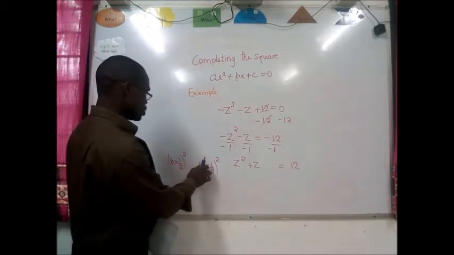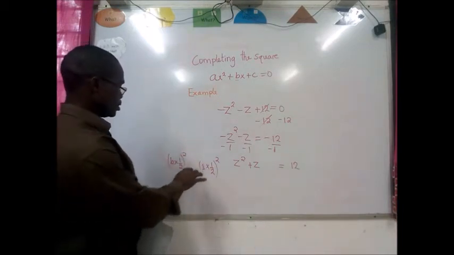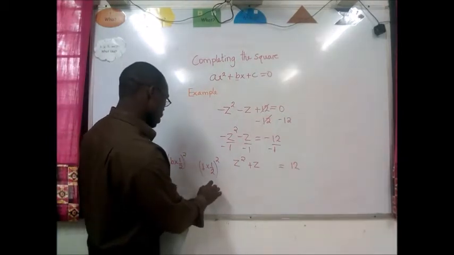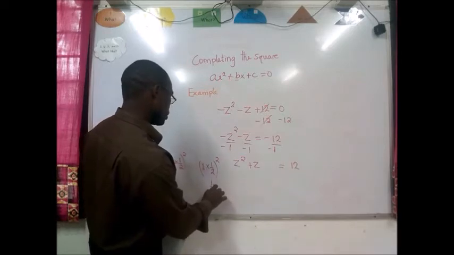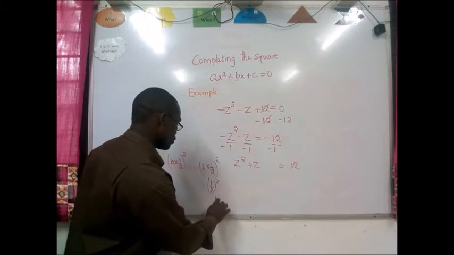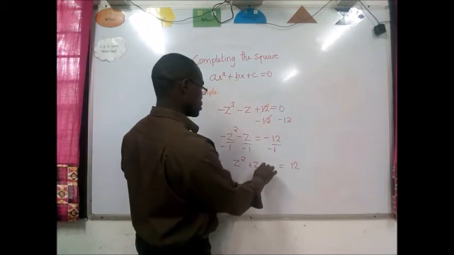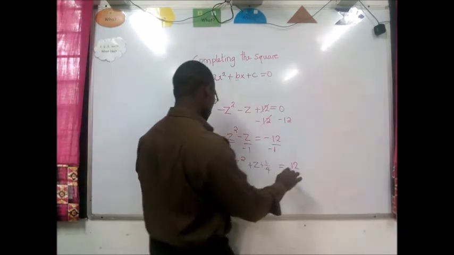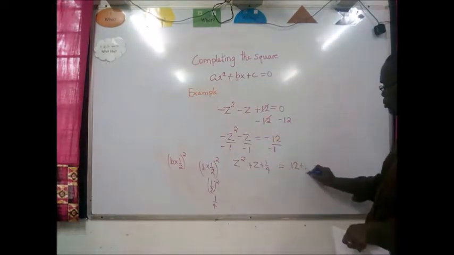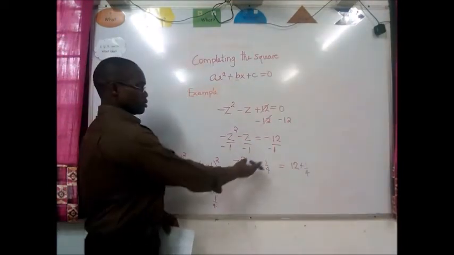So this b is 1. We use 1 to get what to be added here. If we operate this, we get half squared, which is equal to 1 over 4. So now we got what to add: plus 1 over 4. We add 1 over 4 on the other side too. Okay?